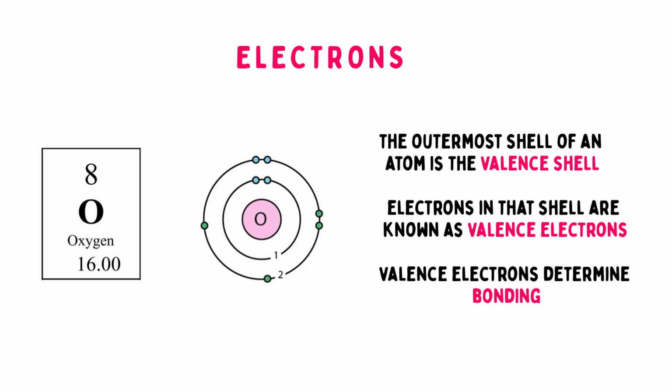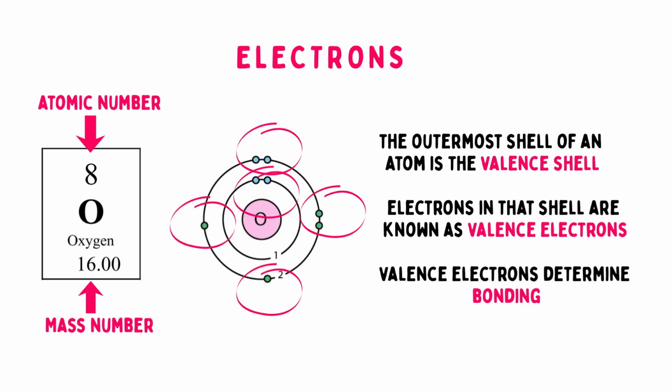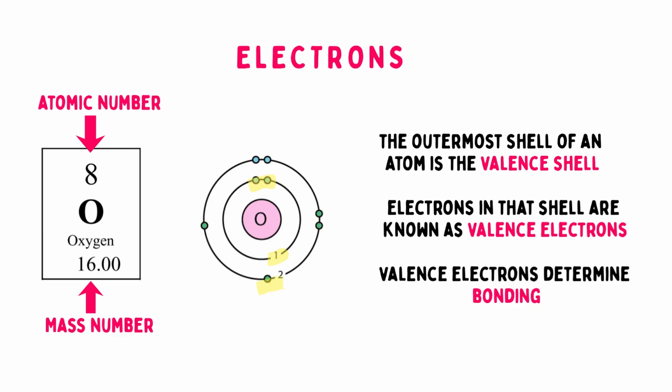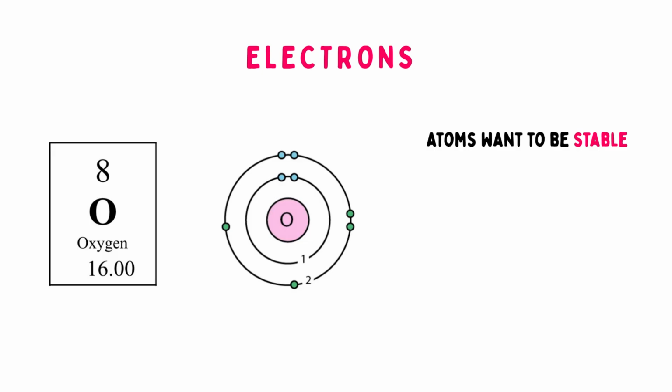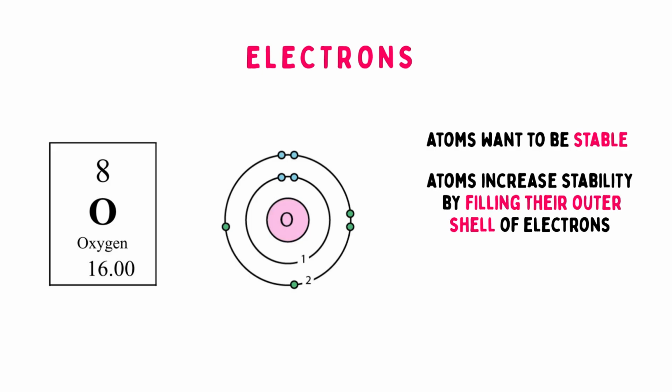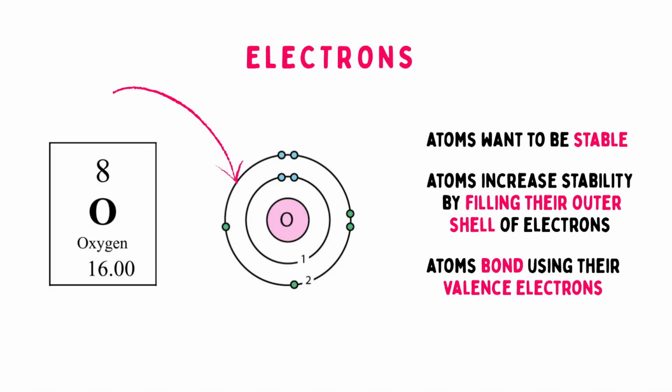Let's take oxygen, atomic number 8, as an example. It has 8 electrons. They fill up the energy levels like this. First level, 2 electrons. Second level, 6 electrons. One thing about atoms is that they want to be stable, and one of the easiest ways to become stable is to have a full outer shell of electrons. Atoms will bond with each other using their valence electrons to accomplish this.